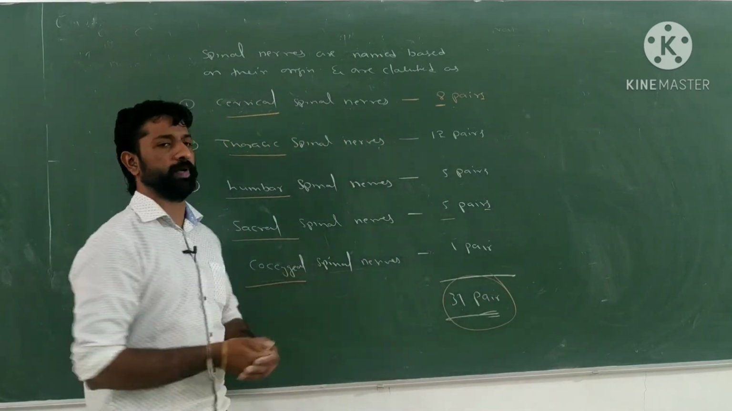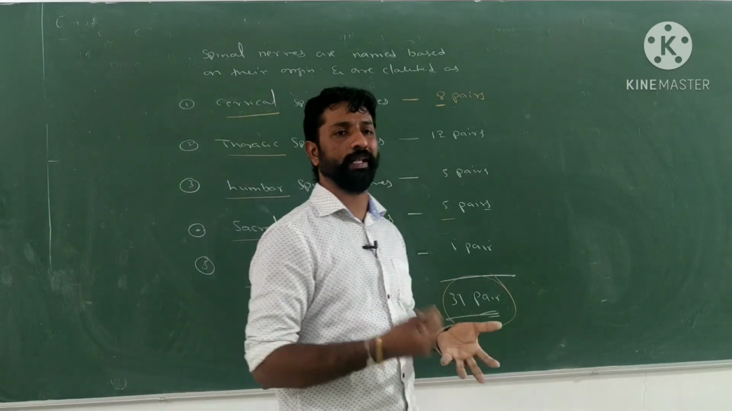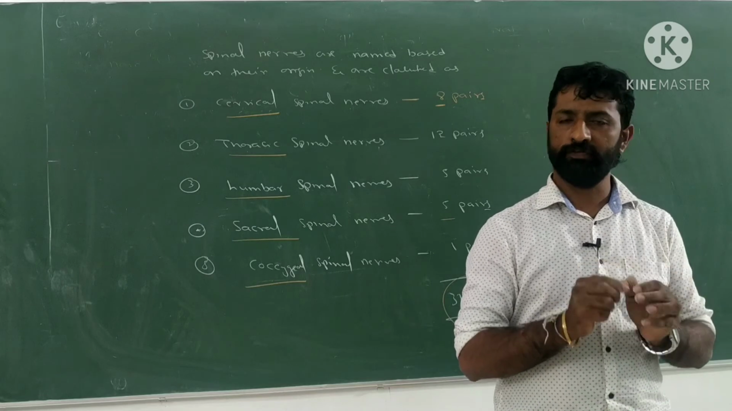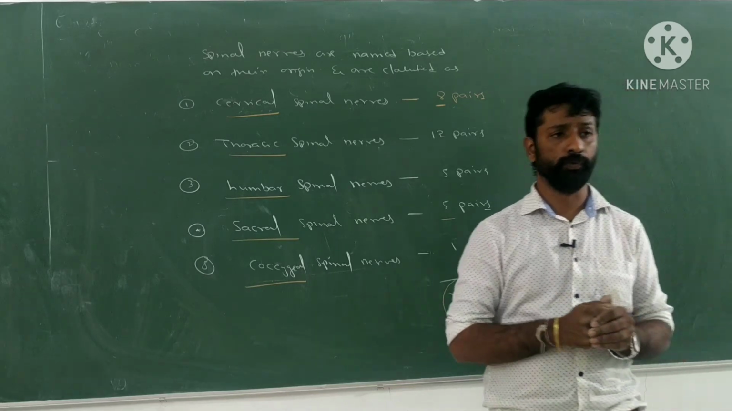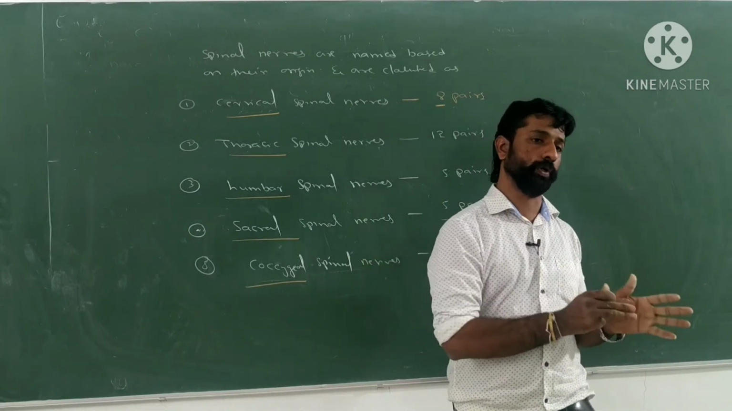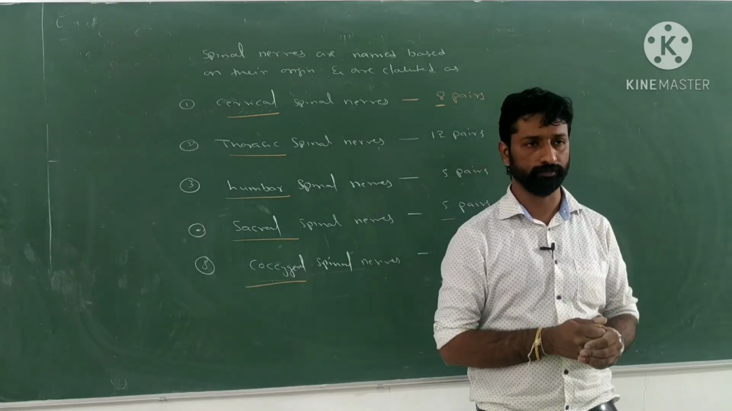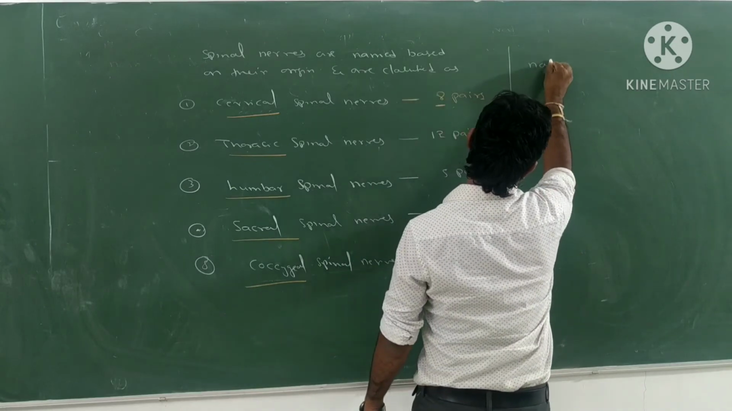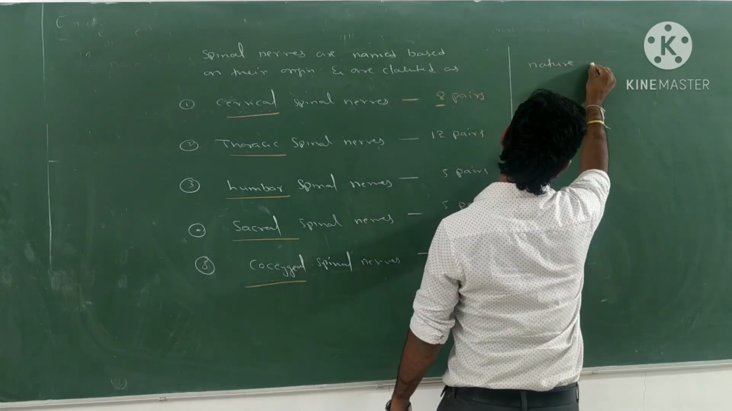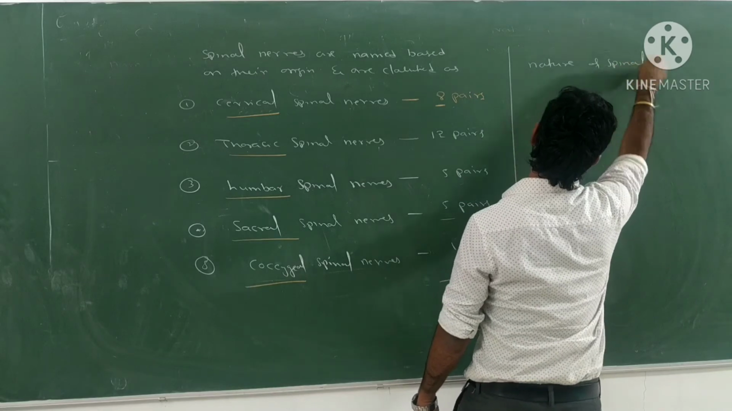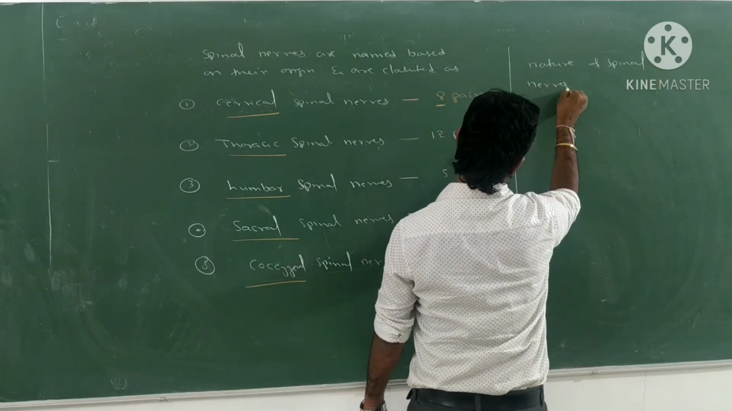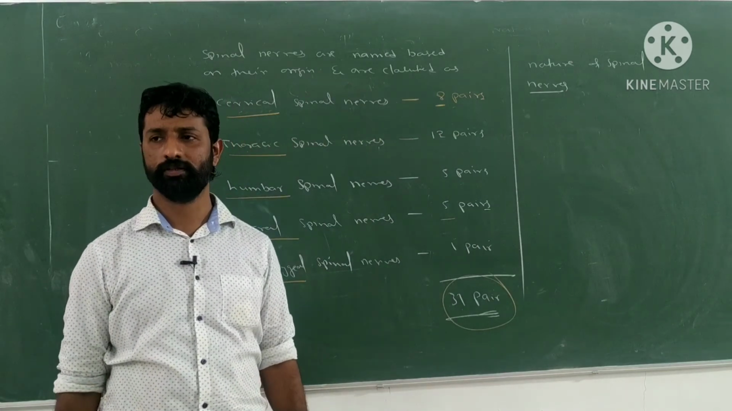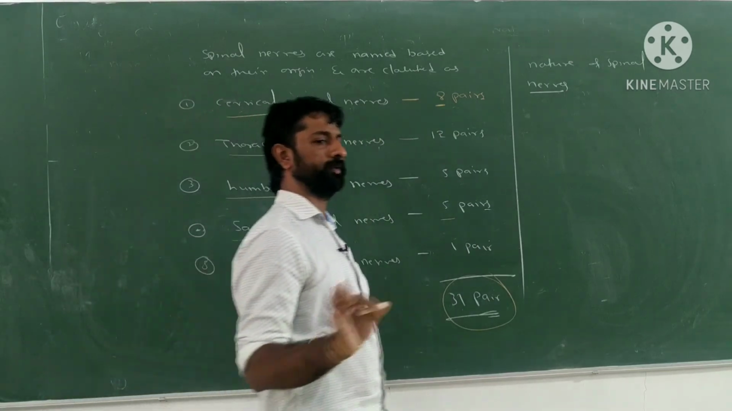What is the nature of these spinal nerves? So we have seen the nature of the cranial nerves. Either they will be sensory or motor, but very few are both, so they can be both sensory as well as motor with respect to their function being carried out. What about the nature of these spinal nerves? All spinal nerves are mixed in nature. What do you mean mixed? Both sensory as well as motor.